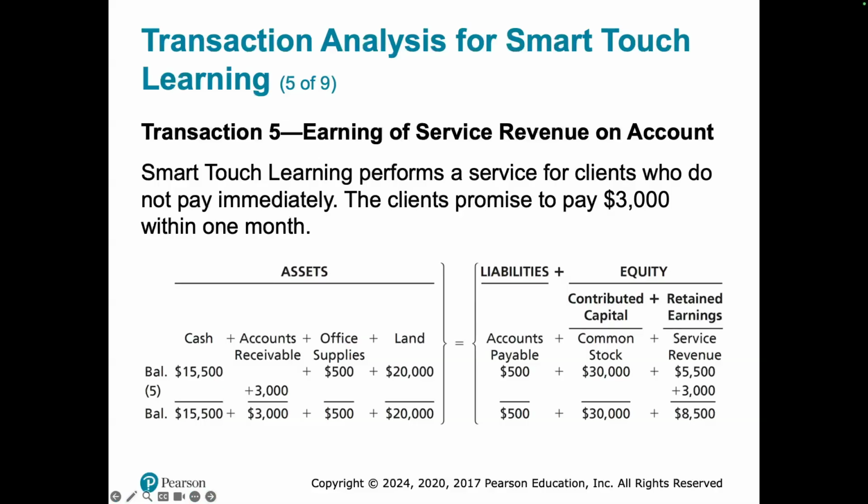Look at the next transaction. Transaction number 5. Earning of service revenue on account. Smart Touch Learning provides a service for clients who do not pay immediately. So they didn't pay us immediately. The client promises to pay $3,000 within 1 month. So what we've done is we generated an account receivable. If you look on the asset side, we see a new account called accounts receivable. That is money that is owed to us.